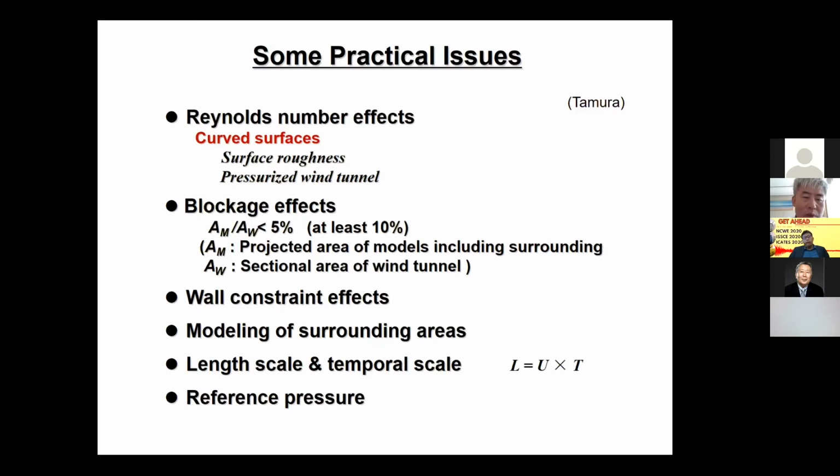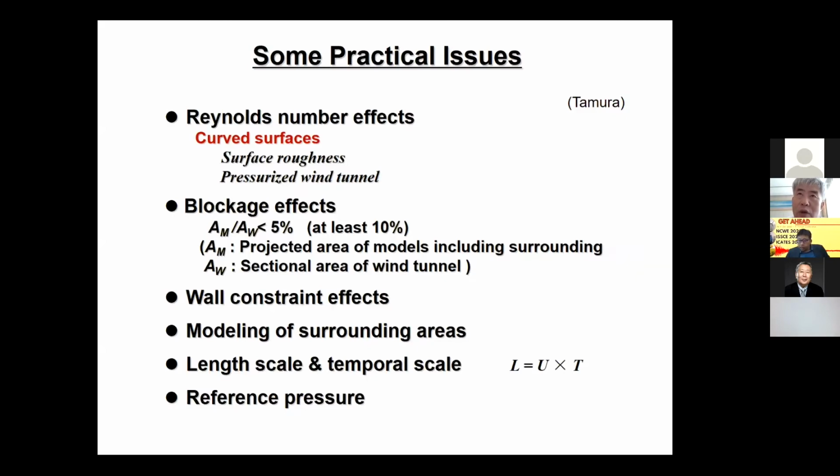To solve this problem, usually in wind tunnel tests, we add some surface roughness on the model, to try to simulate high Reynolds number flow phenomena. Or you choose a different wind tunnel, such as a pressurized wind tunnel, to have high Reynolds number flow simulations. And also we have to consider blockage rate effect.